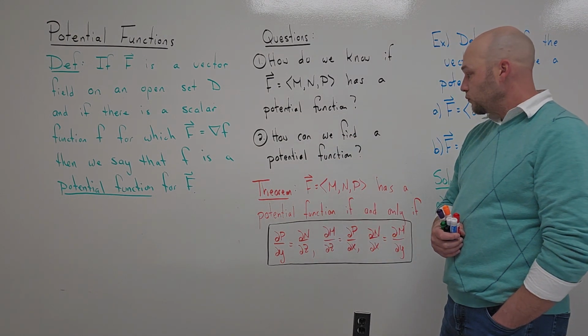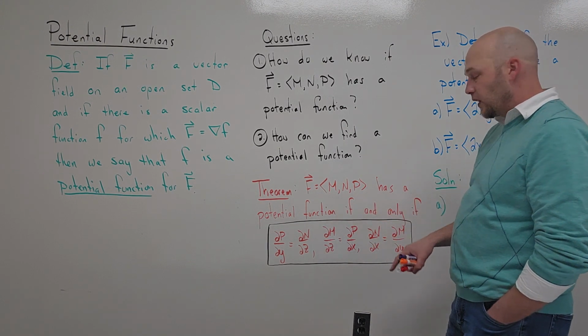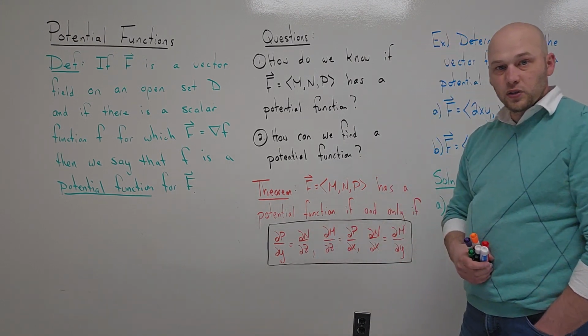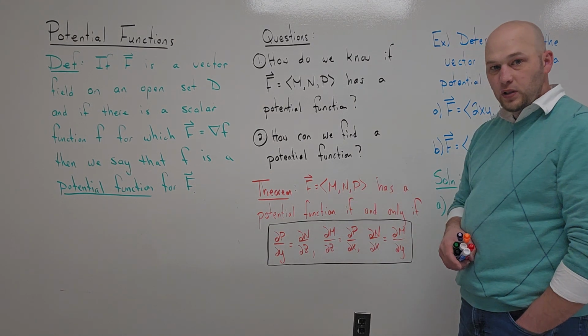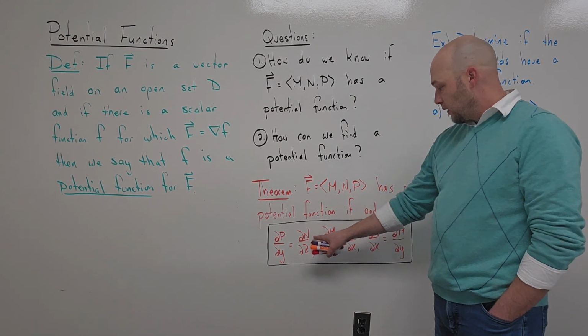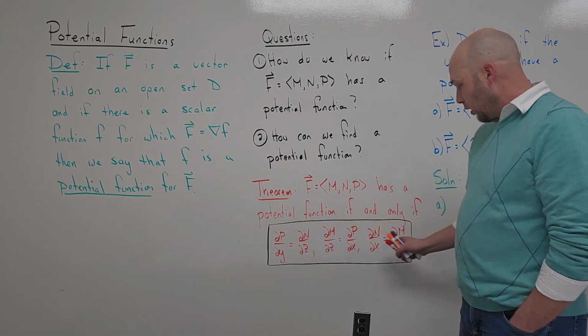Theorem. A vector field has a potential function if and only if the following 3 conditions are satisfied. What I do is I take various partial derivatives of the components and see if they're equal to each other. Okay, so I won't read through all of these.